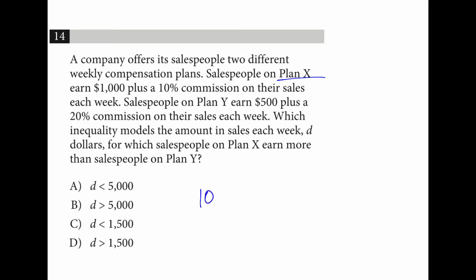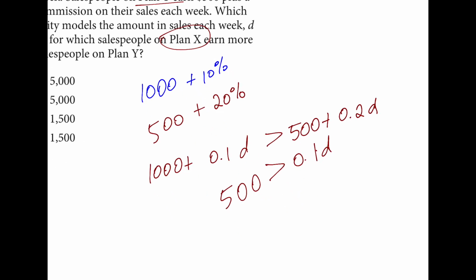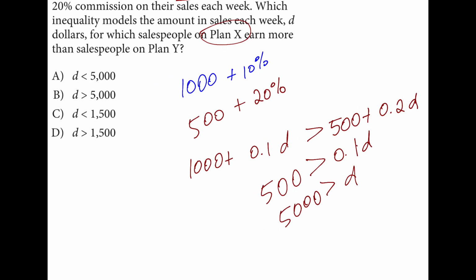Plan X, you get $1,000 plus 10% each week. Plan Y, you get $500 plus 20%. So when does Plan X earn more than Plan Y? So I'm going to plug in D for dollars, and I'm going to change the percents to 0.1 and 0.2, respectively. And if I move all the numbers to one side and the letters to the other, and then I multiply by 10, this is what I get. When D is less than 5,000, then Plan X makes more. But if you sell more than that amount, Plan Y people make more.